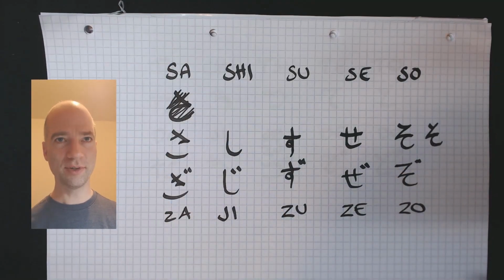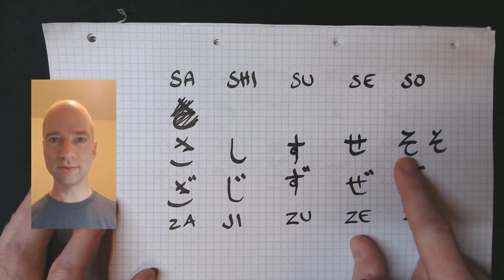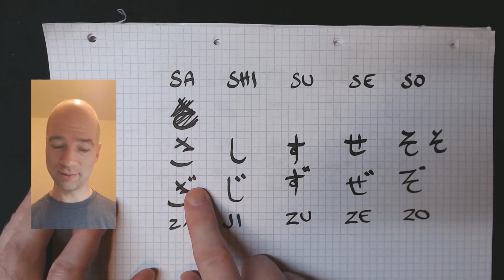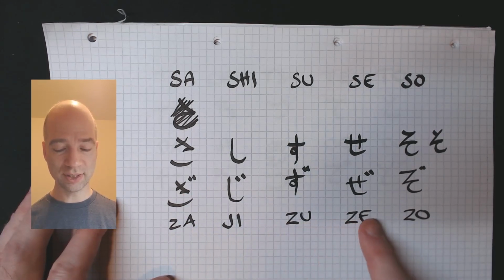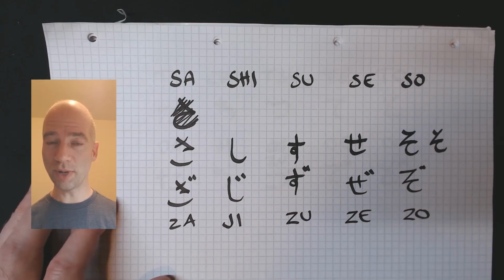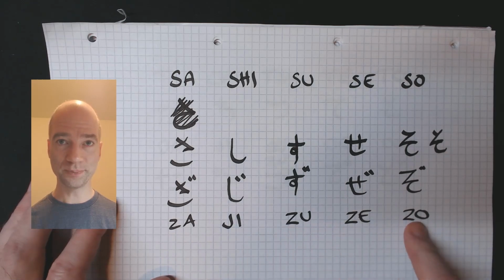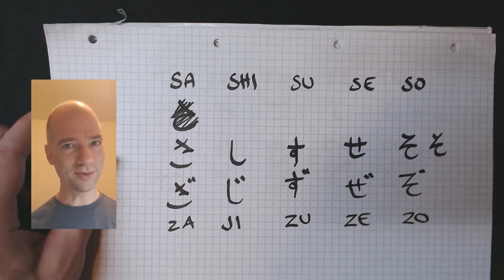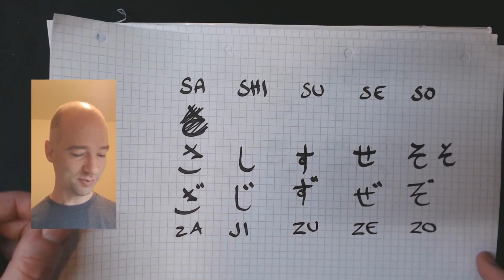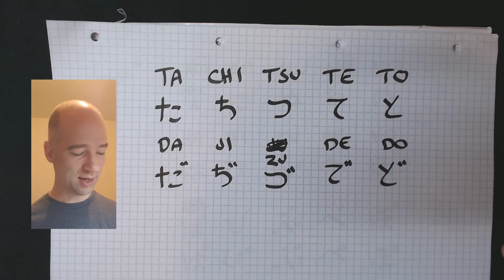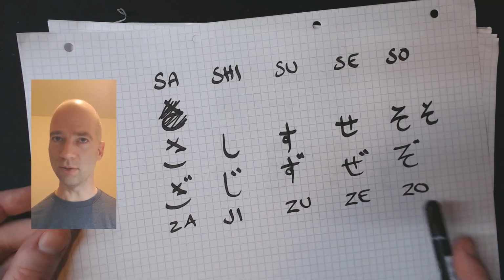Then we have the next line, sa, shi, su, se, so, and then again with the dakuten, za, ji, zu, ze, zo. It could be pronounced zu, ze, zo depending on the context, but this is always written like za, zu, ze, zo. And if you pronounce it like that, that's fine. I think if you do that consistently, you would be fine with Japanese. Indeed, when we learned Japanese in school, we only pronounced it like za, zu, ze, zo, I think.